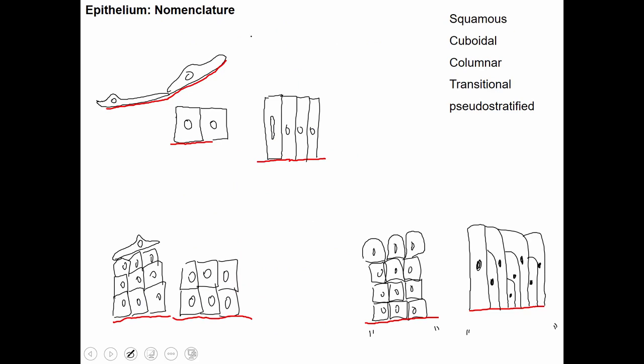So nomenclature is quite simple in some cases. You'll see. Nomenclature is based on the shape of a cell and number of layers. So what would this nomenclature be? Simple squamous. It's simple because it means it's one layer of cells, and they're sitting on the basement membrane. Every cell is sitting on the basement membrane. So therefore, it's simple squamous. The red is the basement membrane. There are attachment sites, right?